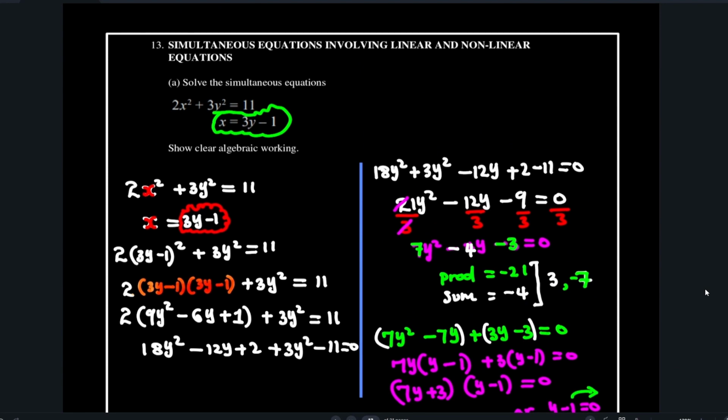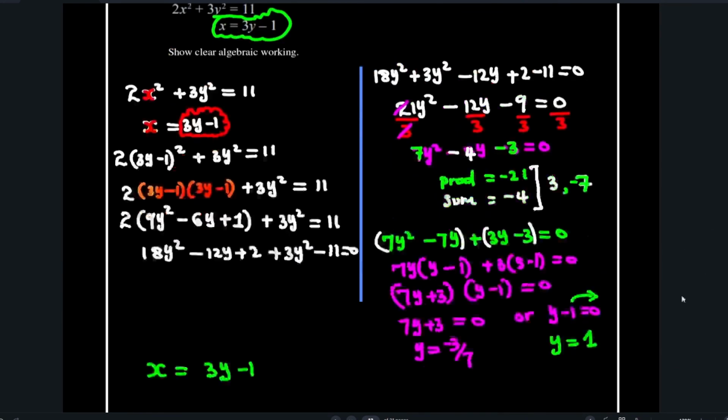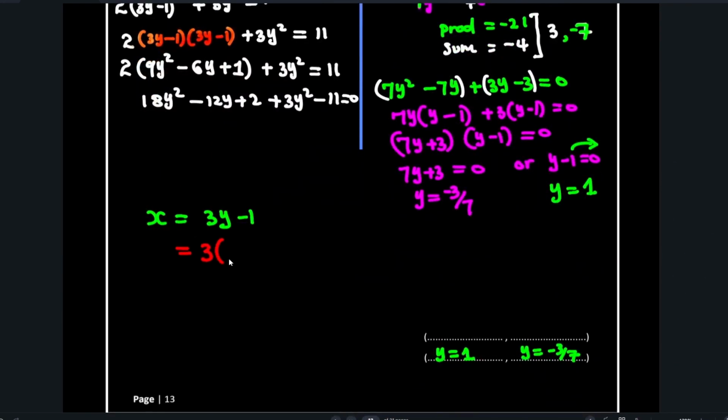For us to find the value of x, we are going to substitute the answer we have gotten for y, so that we can work out x. So this becomes: our first value of y was 1, so we shall say 3 into 1 minus 1, and our answer is going to be 2 here.